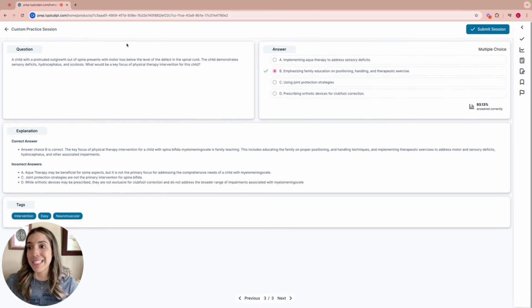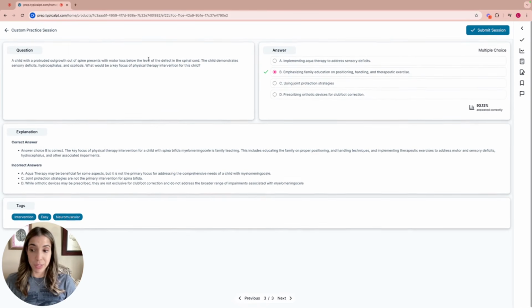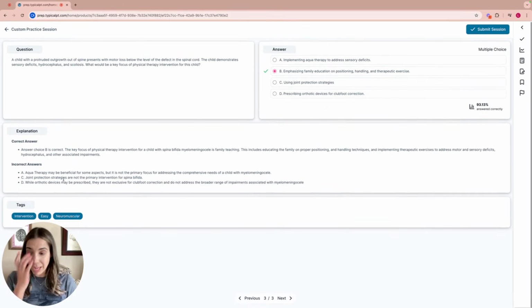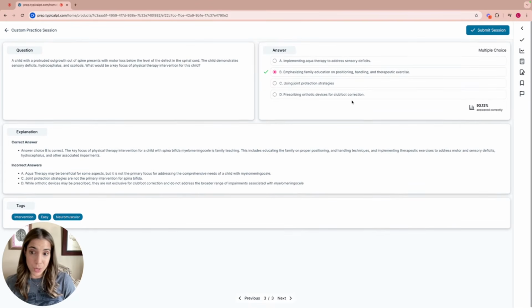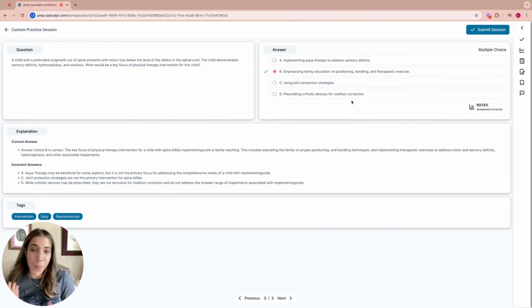We don't know the extent of the motor loss below the defect. So here we don't have a lot of information about that. And D, while orthotic devices may be prescribed, they're just not exclusive for clubfoot. And we do not know the extent of clubfoot in this child. So that's why it's probably not the right answer.